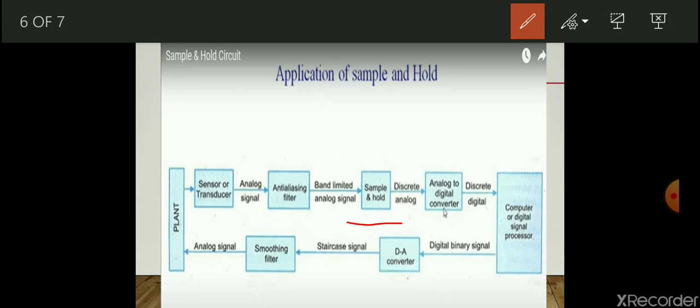This is because the unknown voltage is continuously changing. However, the analog to digital converter needs some time to change the analog signal into digital form. At that time, the input of the analog to digital converter must not change. It must be constant. This can be done by using the sample and hold circuit. And these sample and hold circuits are used in a number of applications in industries.